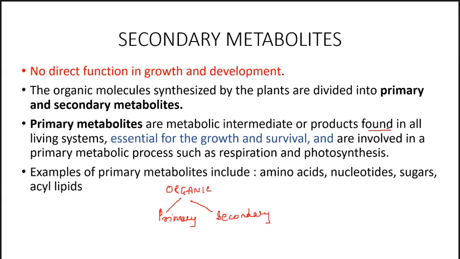They are common to all plants and found in all living systems, and these primary metabolites are essential for the growth and survival of the plant. As I said, the examples include the metabolic substances from processes such as respiration and photosynthesis. These can be grouped into amino acids, nucleotides, sugars, and acyl lipids, which are required all the time by the plants and are common in plants.